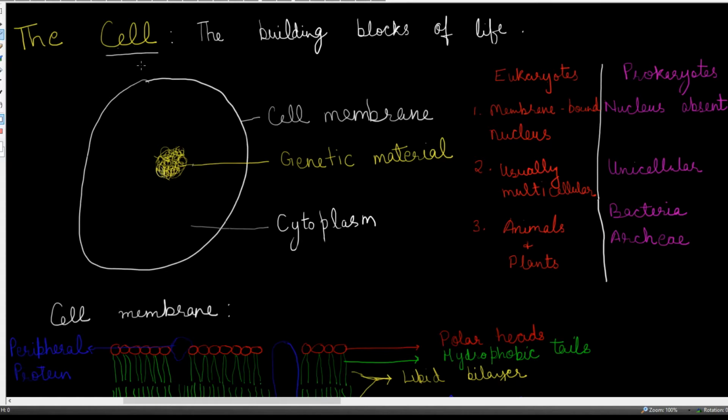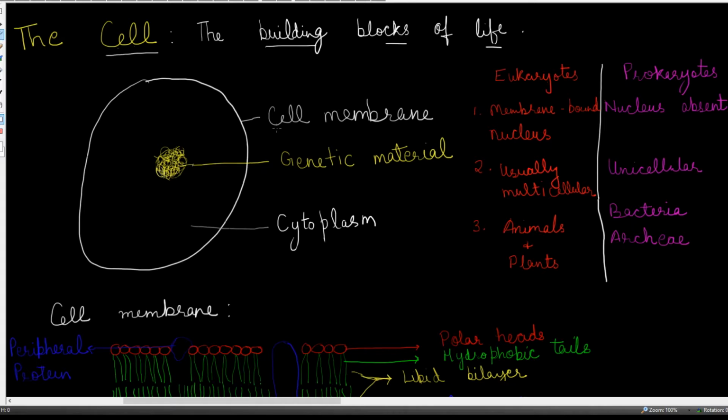Cells are the smallest living units of an organism. Without cells, there would not have been any life on this earth. So, they are rightly said to be the building blocks of life. There are many different kinds of cells and hence a lot of variation in the structure as well. But three things are common in all the cells.